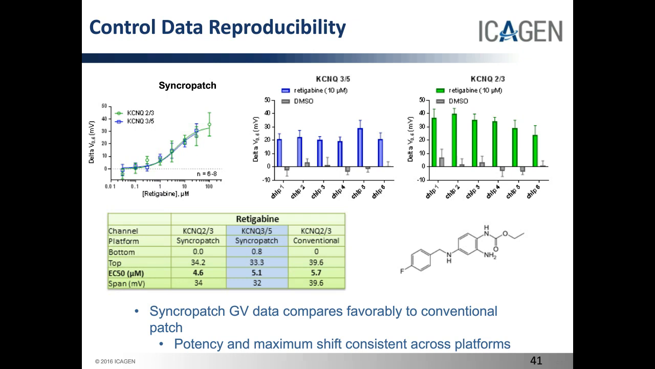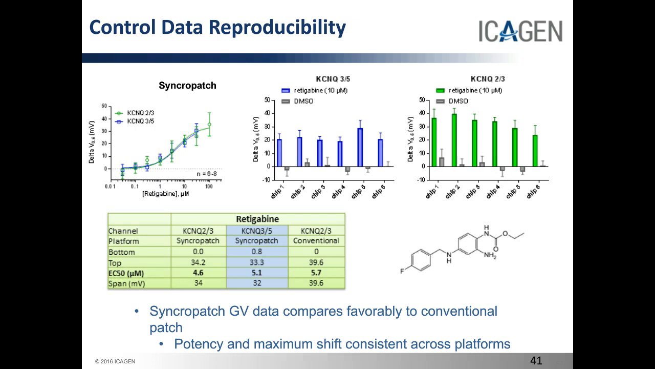The two bar charts on the top, the one in blue is for KCNQ35, the one in green is for KCNQ23. The colored bars are in the presence of Reticle Beam at 10 micromolar. The gray bars are DMSO. And what we're showing here is that over repeated applications or repeated chips covering 3 different days and 6 different chips, we get reproducible data, suggesting that the assay works perfectly fine, it's reproducible, the compound behaves as it should, and the Syncropatch assay matches very well to what we have seen previously with the conventional patch recordings.